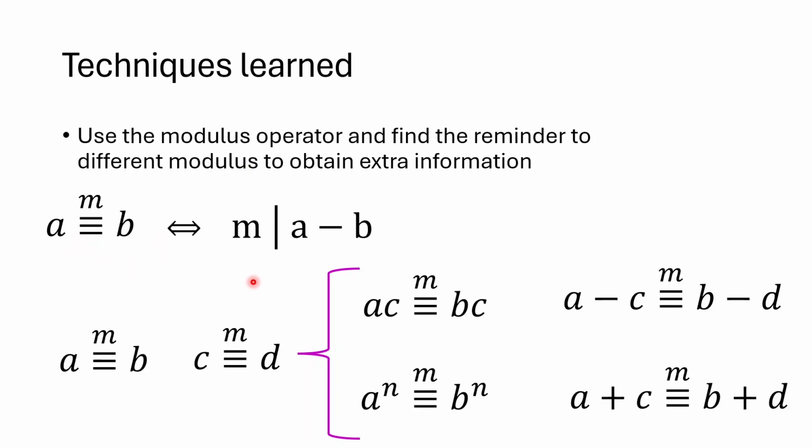Okay, a review of modulus. A modulo m is b, and these two are equivalent, means that m divides A minus B. So if A modulo M is B and C modulo M is D, we have certain conclusions. You can multiply a number to both sides: AC modulo M would be BC. You can raise both sides to a power: A^N modulo M will be B^N. And you can add both sides together or subtract them: A minus C modulo M will be B minus D, or A plus C modulo M will be B plus D.